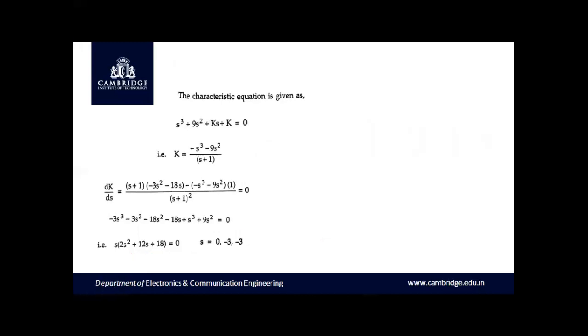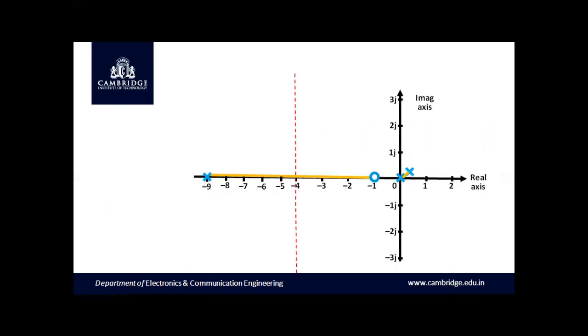Now let us check for the validity of these breakaway points. We have marked the poles and zeros and the region of asymptotes, then the centroid and the angle of asymptotes. Now we have a breakaway point at s is equal to 0. This has been predicted already. Now we have to check for the validity of the breakaway point at s is equal to 0, comma minus 3, comma minus 3. We have already predicted that one breakaway point exists here at s is equal to 0. It is a valid one.